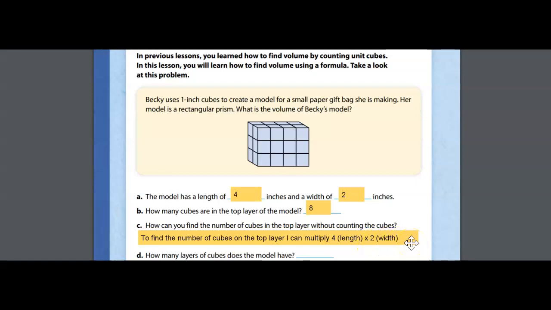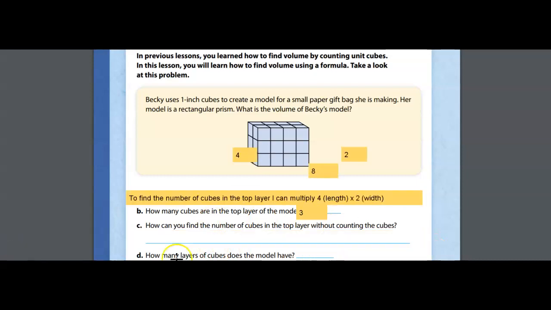And question D says, how many layers of cubes does the model have? So let's see how many layers. And a layer will be the amount of rows. So I have 1, 2, 3 layers. So we can put 3 because we see and know that that has 3 layers. Make sure you're pressing pause and you're writing down all of your work in your packet or on a blank piece of paper. All right.